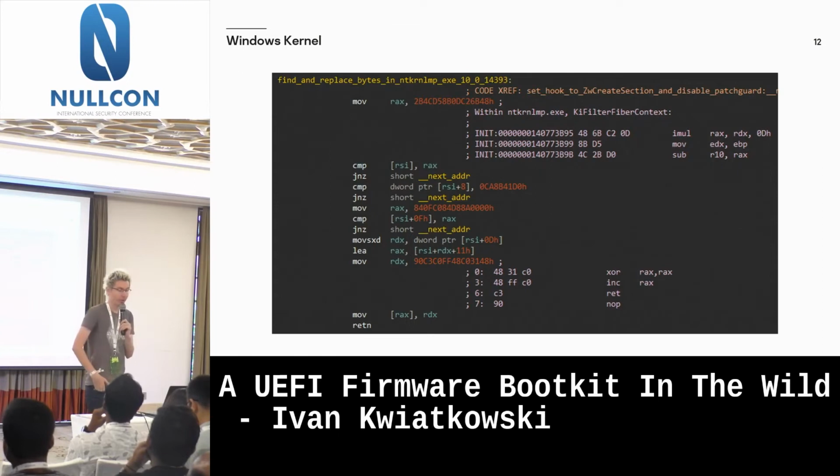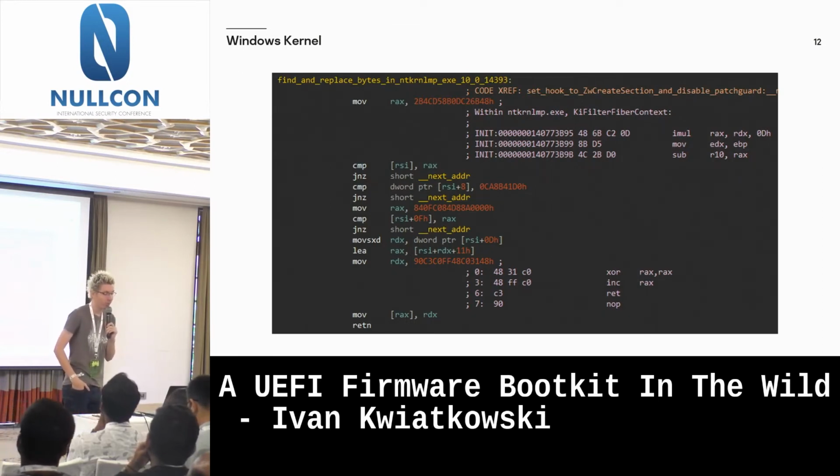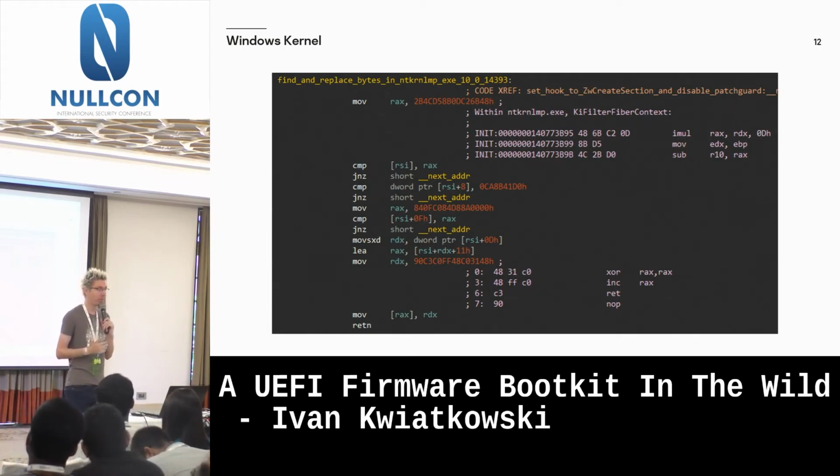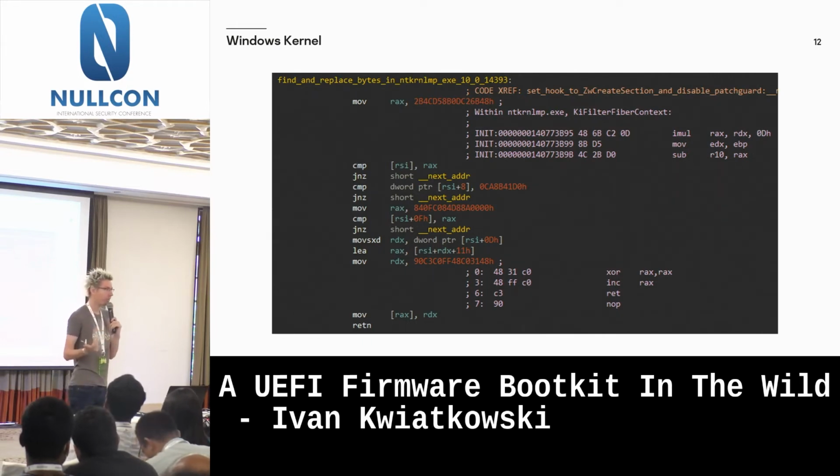Anyway, at this point, they also make an interesting attempt: they try to disable a security function of Windows, which is called PatchGuard. It's a mechanism that was introduced in order to prevent modifications in key structures of the Windows kernel. So exactly trying to prevent that kind of stuff. But of course, since this rootkit is running before Windows, it can modify the memory of Windows to disable those functions. And in this case, it locates a function in ntoskrnl.exe called KeyFilterFiberContext, and it modifies it so it returns without doing any work.